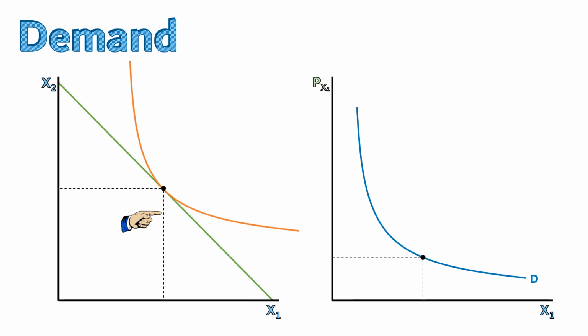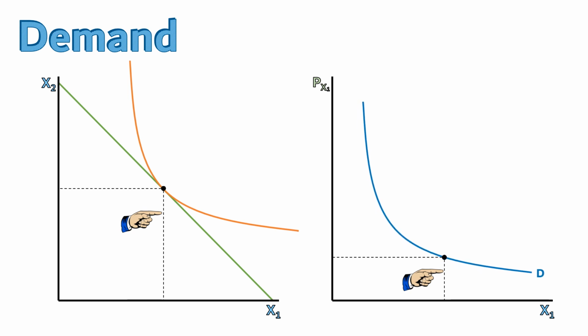The price of X1 did not change, so that has to stay the same, but we are buying more X1 than we were before. So our consumption decision has pushed out to here, which means we aren't on the old demand curve anymore. We're on a new demand curve, one which is shifted out due to the increase in income.